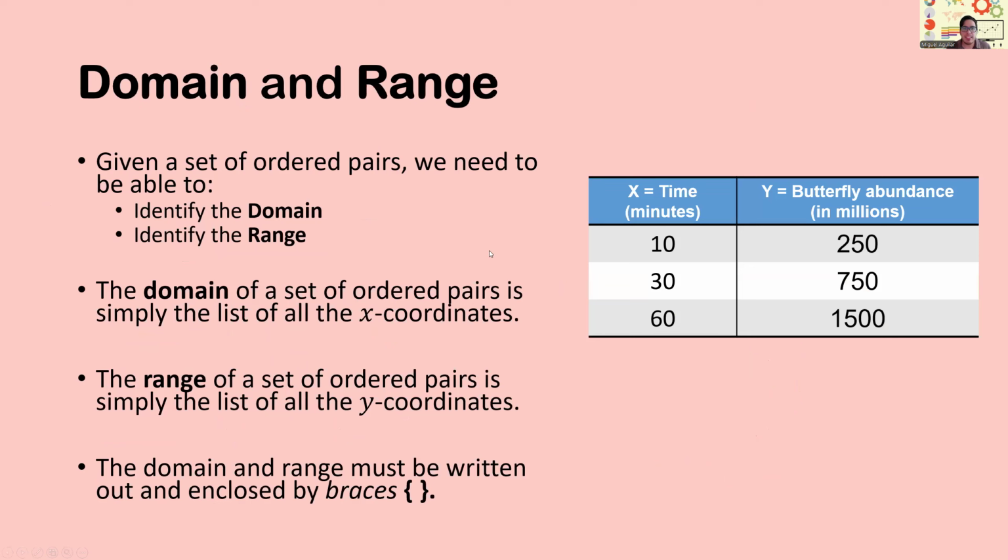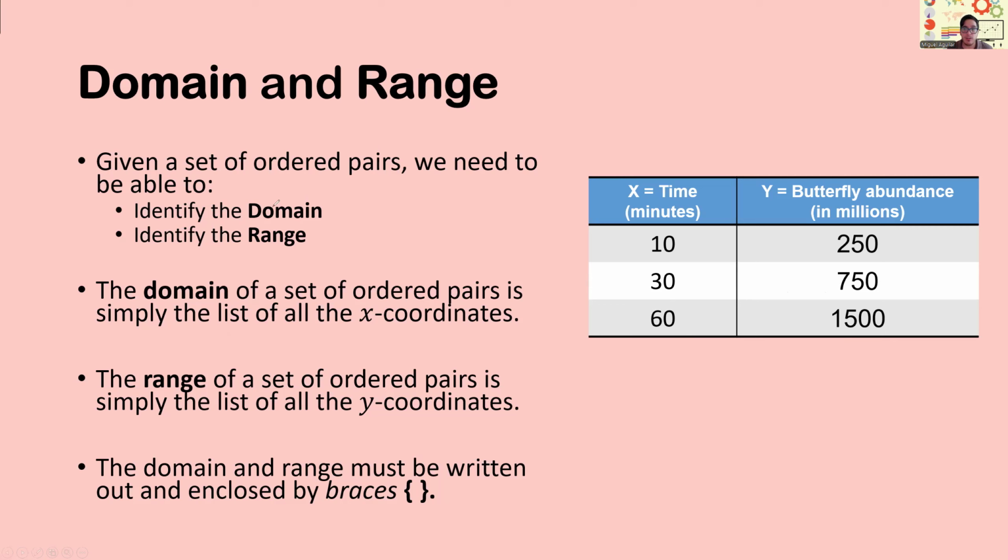There's this other concept that we're going to be playing around with a lot throughout the semester called domain and range. The basic definition: if we have a set of ordered pairs, like in a table with an x and a y paired together, in this table we have 10, 250, 30, 750, 60, 1500. The domain, by definition, is the set of x values that belong to that ordered pair.